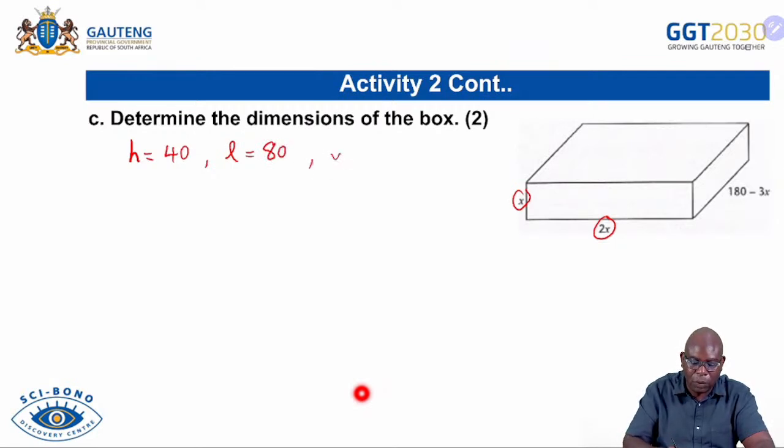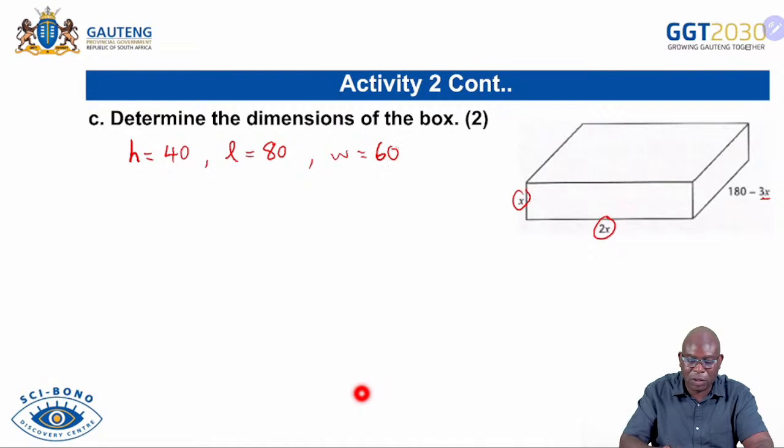Then we have our width. We substitute the value of x there by 40. So it's 180 minus 3 times 40, and that will give us 60. Because it will be 180 minus 3 times 40, which is 120. So that will be 60.